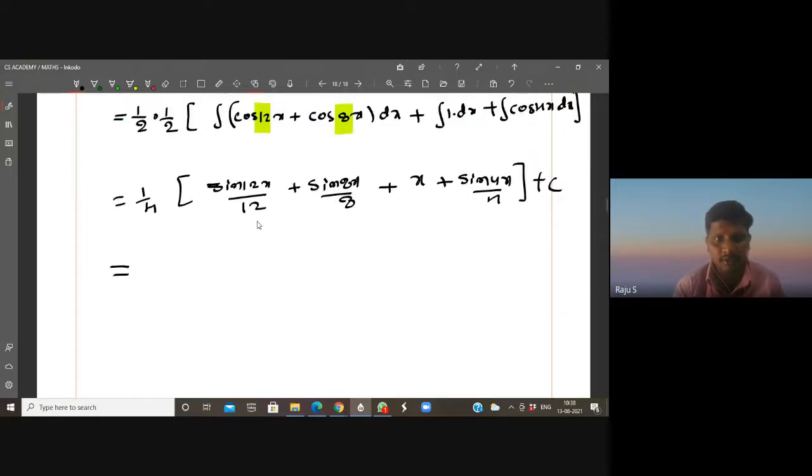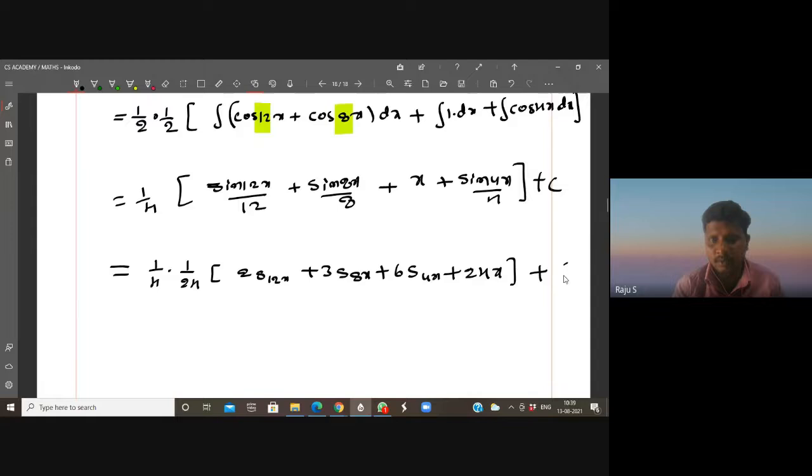So this is the required answer, or else you may take the LCM. What is the LCM for 12, 8, 4? It is 24. Then it becomes 2 sine 12x plus 3 sine 8x plus 6 sine 4x plus 24x, plus c.